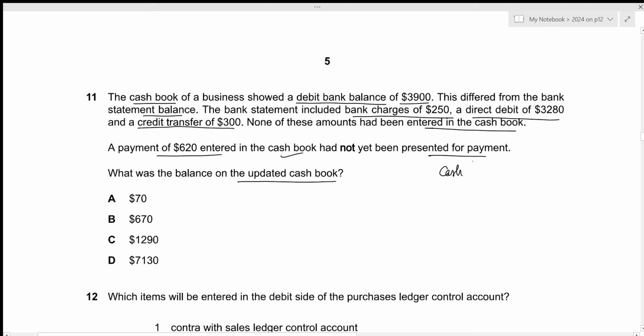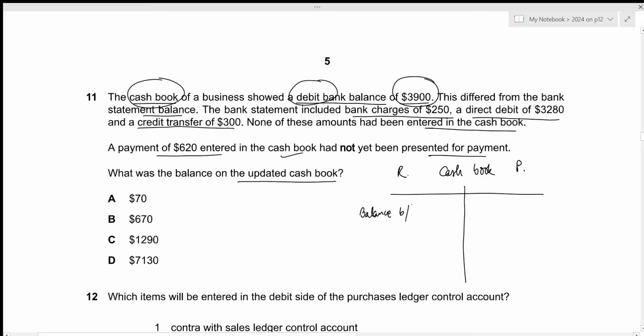Okay, so we're preparing the cash book in this case. Remember, within our cash book, we record all of our incomes or receipts on the debit side, all of the payments on the credit side. In this case, the cash book showed a debit bank balance of 3,900. So we have our opening balance on the debit side. Then the bank statement included bank charges of 250, direct debit of 3,280, credit transfer of 300, and none of these amounts have been entered in the cash book. So now we just need to enter these 3 transactions.